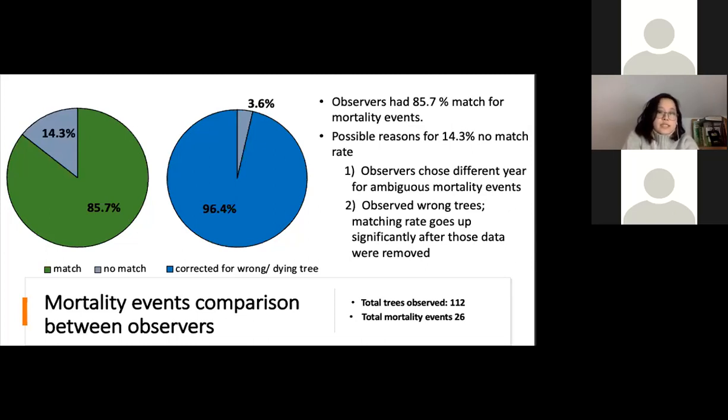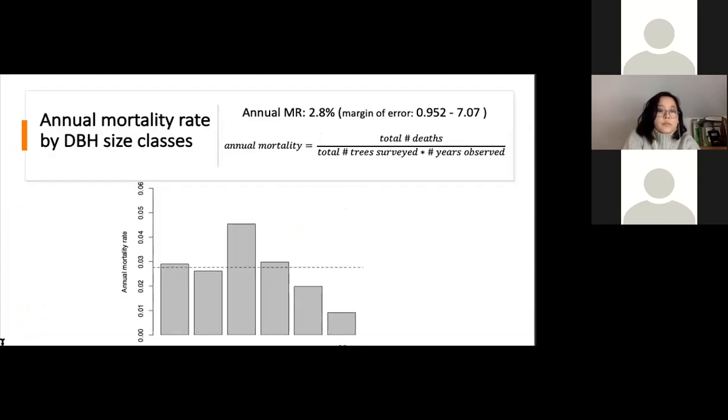So this points out the fact that future surveys should have a clear definition of dead. On the right is the success rate if the sites with these problems are removed, increasing the match to 96.4% and showing that if some of the protocol problems are fixed, the consistency for GSV data will be significantly improved.